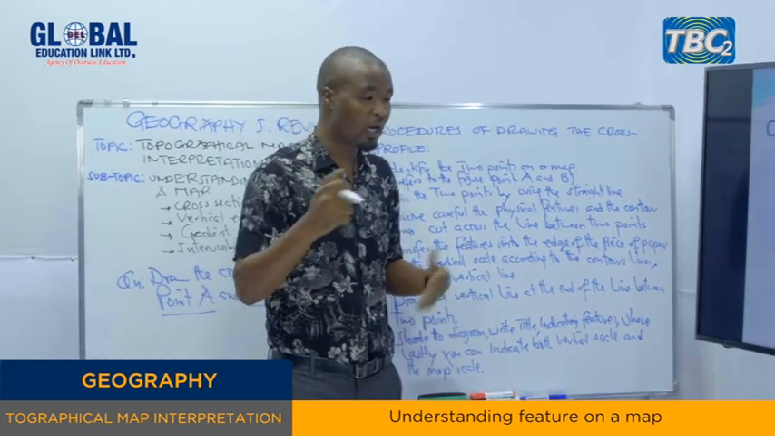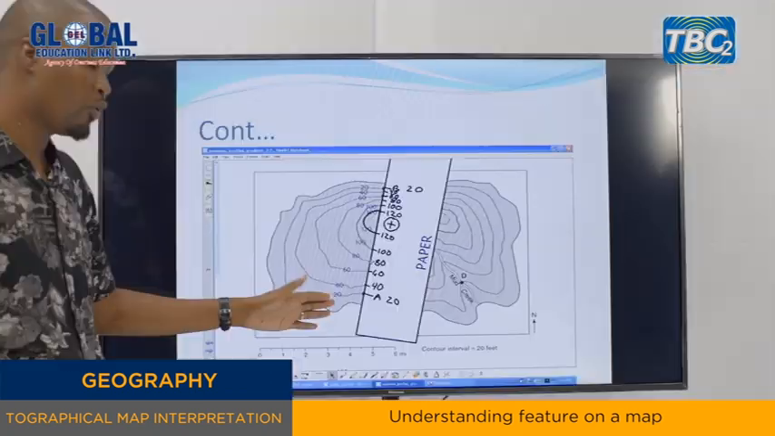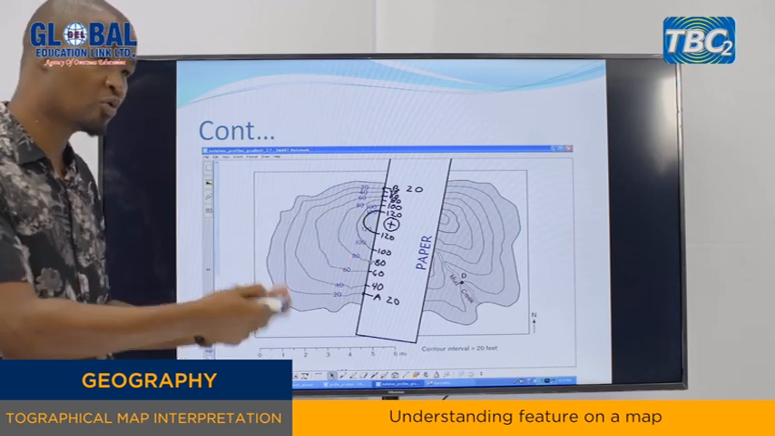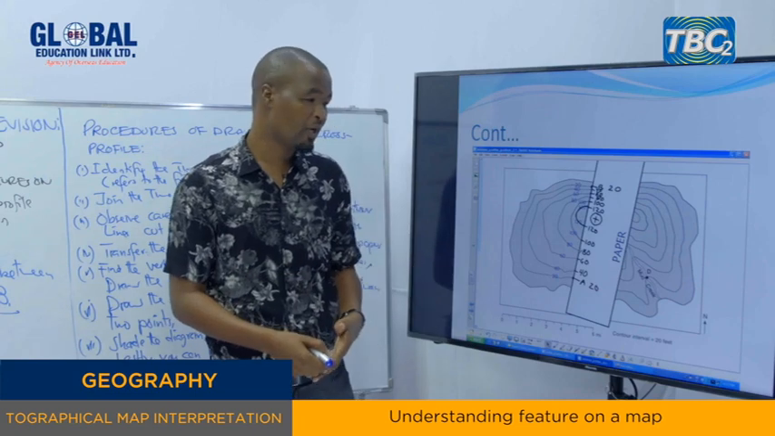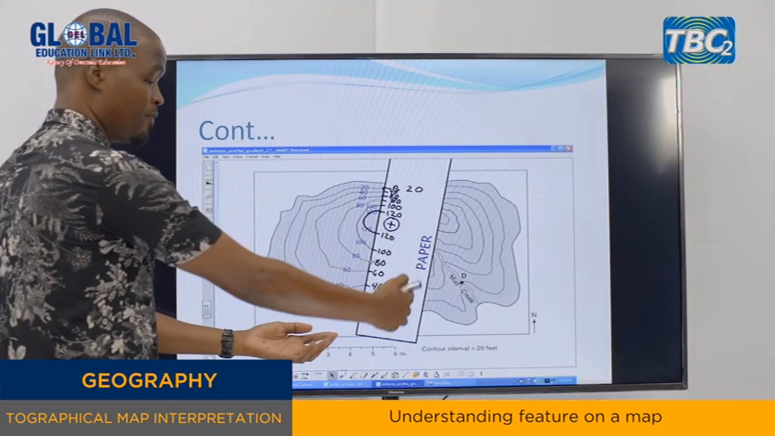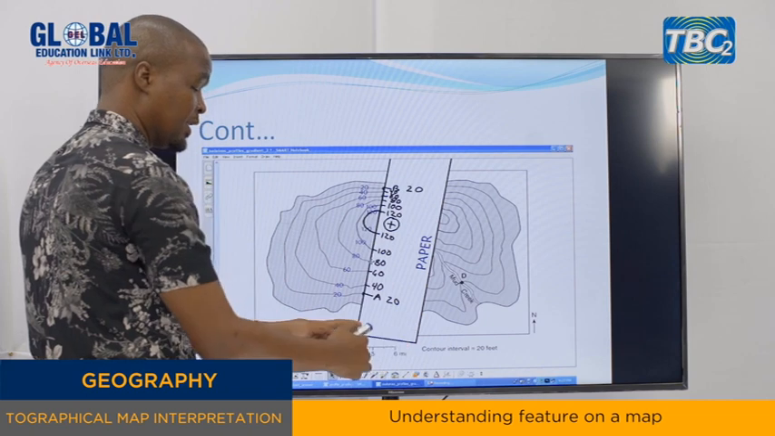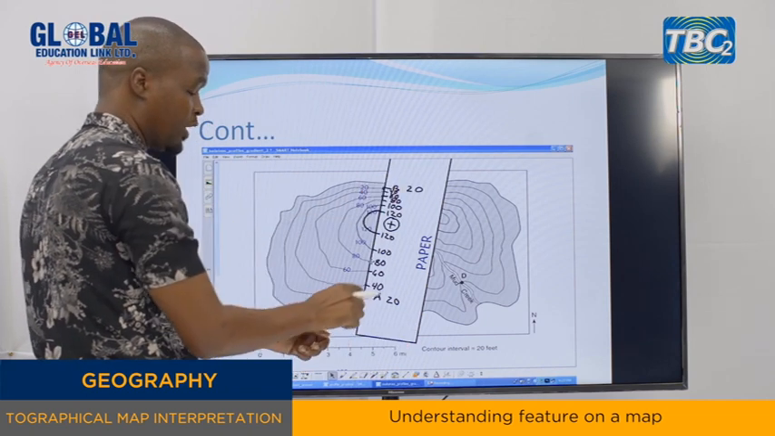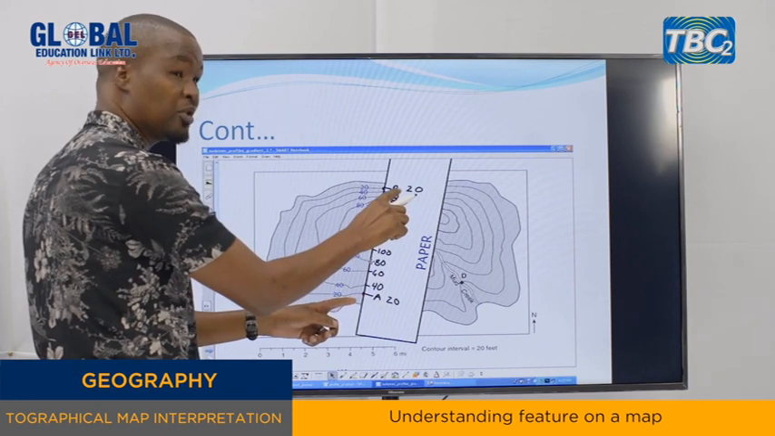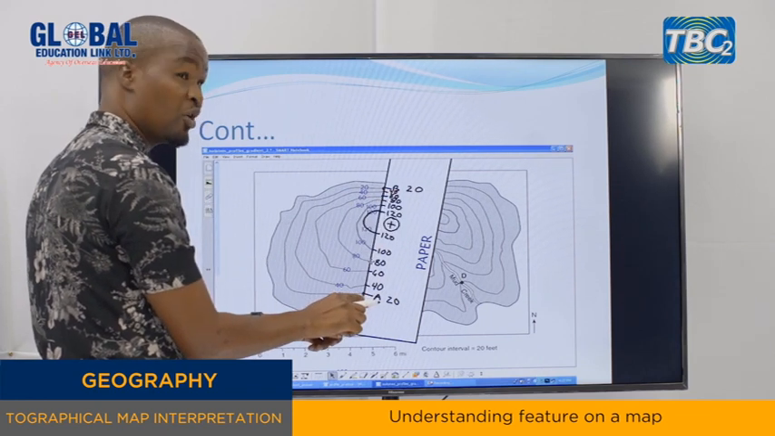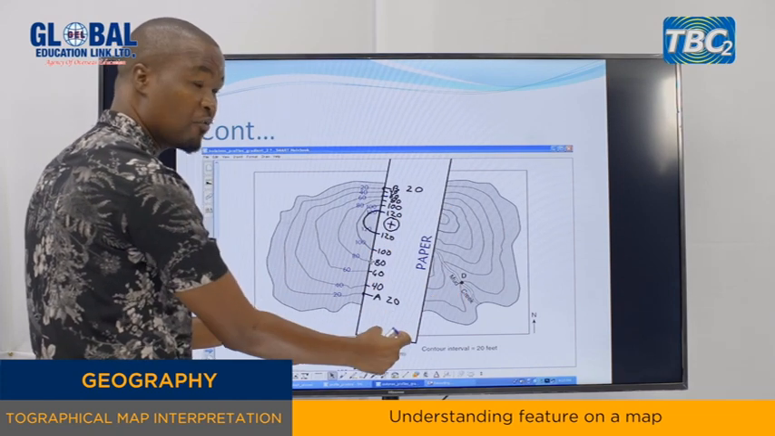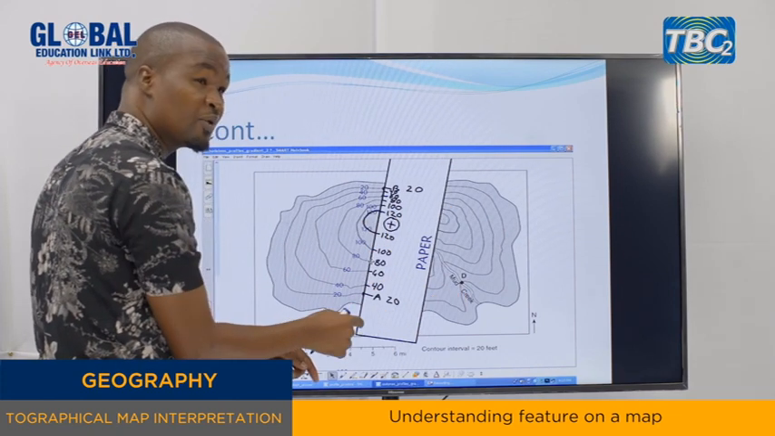So let's see an example of how you are going to transfer them. We have different contours. How are you going to mark or transfer them onto the edge of the piece of paper? Let's say this is our piece of paper. I have to make sure each contour that cuts across the line between point A and point B is transferred onto the edge of the piece of paper. Right here, this is the edge of the piece of paper.